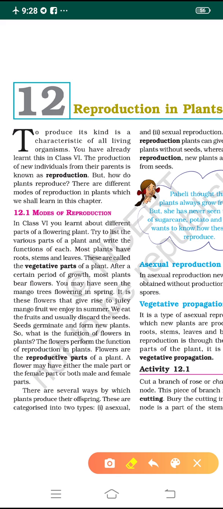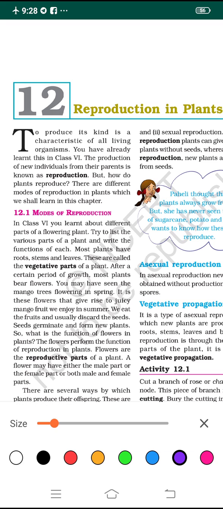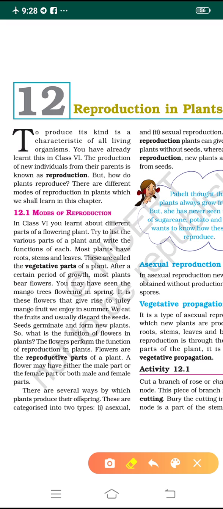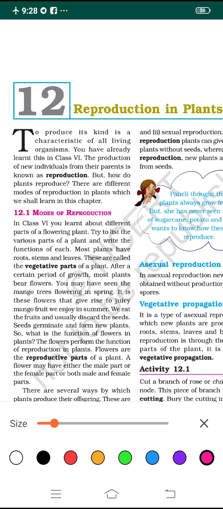These important parts, roots, stems, and leaves, are called the vegetative parts of the plant. So what are they called? They are called vegetative parts of the plant. Let us understand that. What are those vegetative parts of the plant? Roots, stems, and leaves.